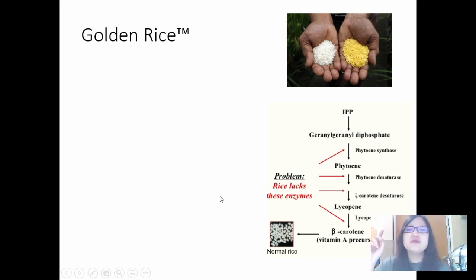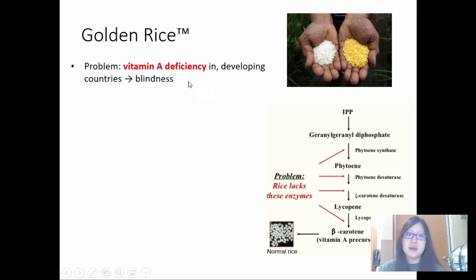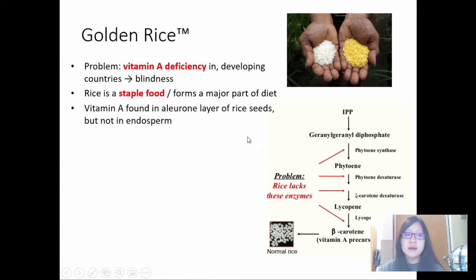So, golden rice. I touched a bit on it just now. I said that, hey, look, this rice has vitamin A in it. Yay! But let me tell you the full version of that story. So scientists, I don't remember their names, realized that there is vitamin A deficiency in developing countries, resulting in blindness. It's so severe, it resulted in blindness. Oh my goodness. And they also realized that in developing countries they like to eat rice. Rice is a staple food for them and forms a major part of the diet.